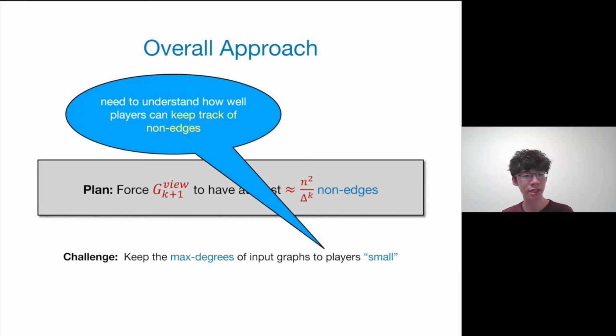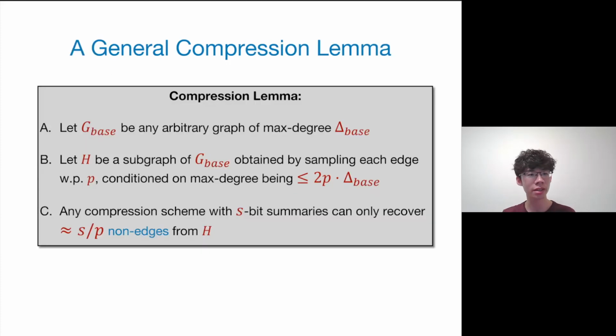Okay, so what we need to do now is understand how well players can keep track of non-edges through the messages. That's going to be the main compression lemma of this paper. The compression lemma says that if you start with the base graph, we're going to take a subgraph of the base graph, and H you should think of as the input to each player.